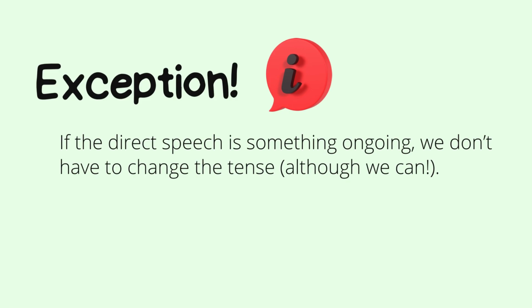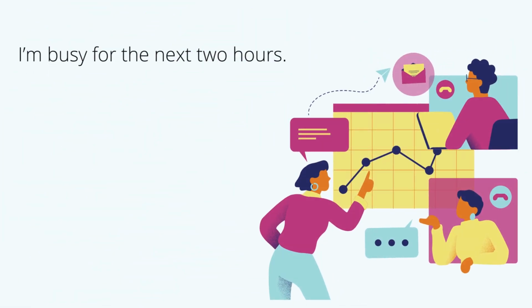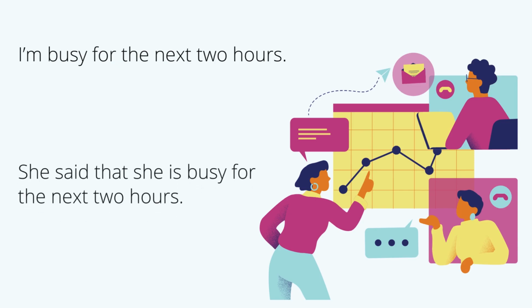There is an exception. If the direct speech is about something that is ongoing, we don't have to change the tense for the reported speech, although we can. For example, "I'm busy for the next 2 hours." This is our direct speech. The reported speech would say, "She said that she is busy for the next 2 hours." We keep the verb tense in the present simple tense because it is ongoing.